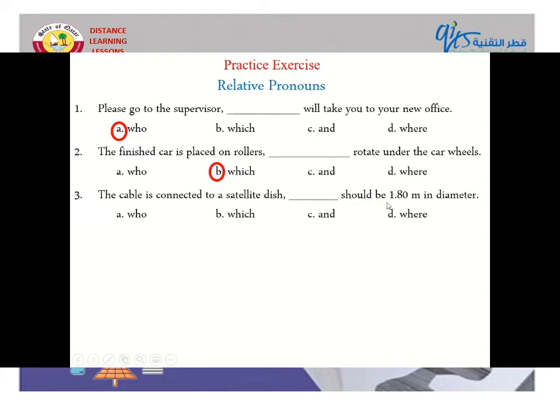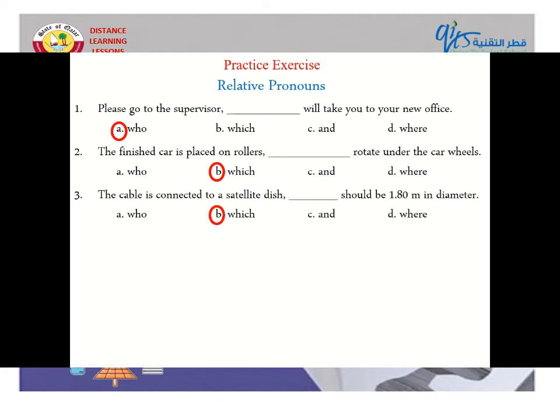Space should be 1.8 meters in diameter. So a satellite dish here is a thing. So we can use which or that. And when we look at our option here, we have which. So our answer is which.